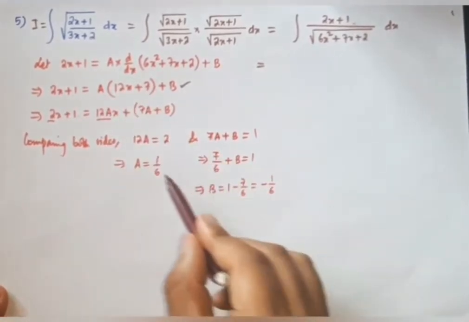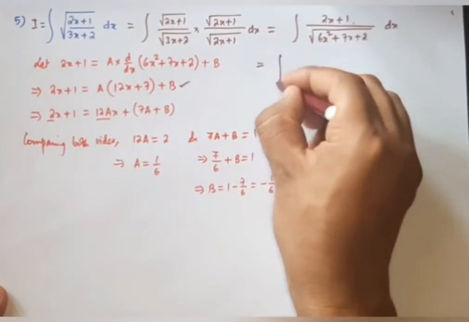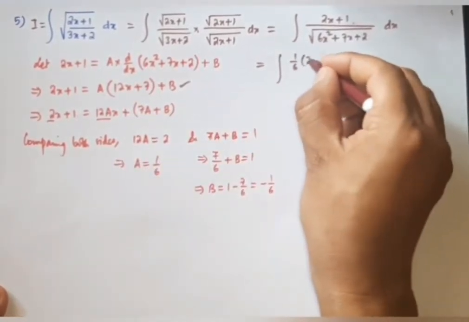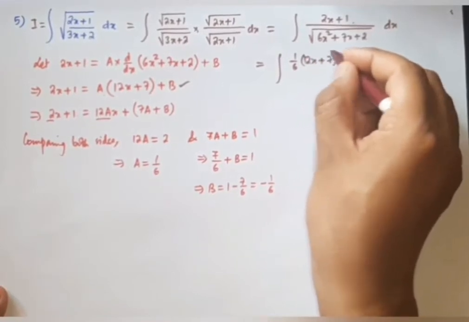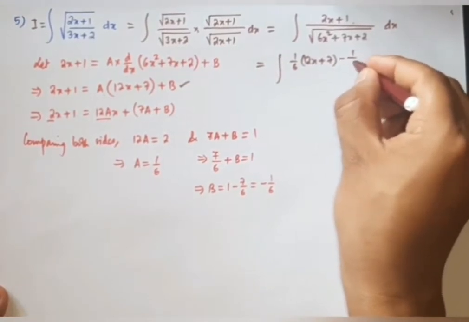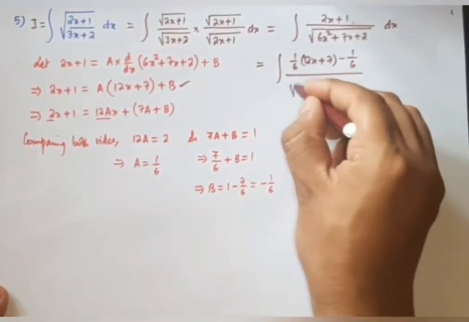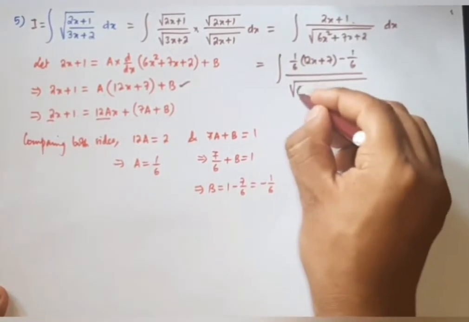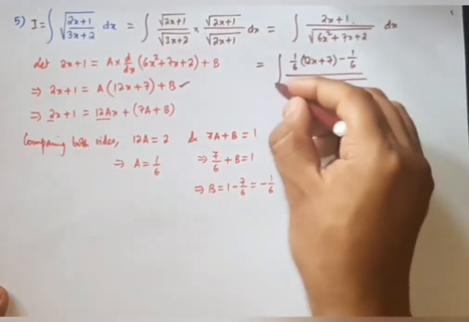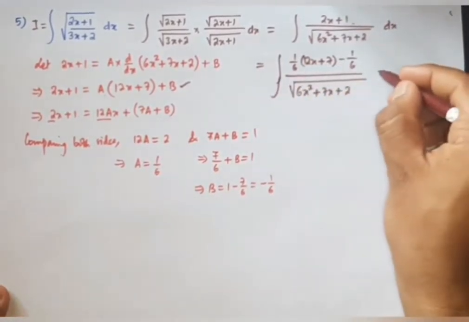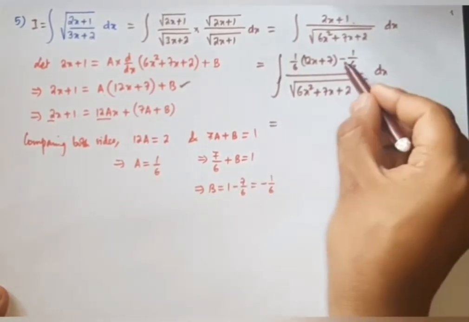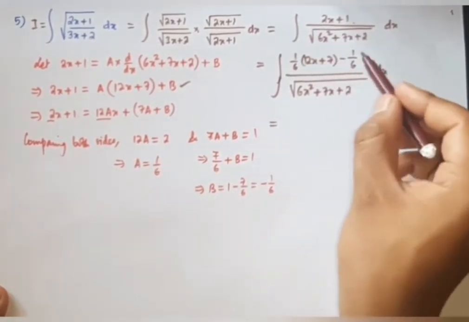And what is a? A is 1 by 6. So we have 1 by 6 into 12x plus 7 plus b. And how much is b? B is minus 1 by 6. So that's why I am writing minus 1 by 6 by square root of 6x squared plus 7x plus 2 dx. Okay, so this integral is longer here. So let us separate this whole integral into two integrals.